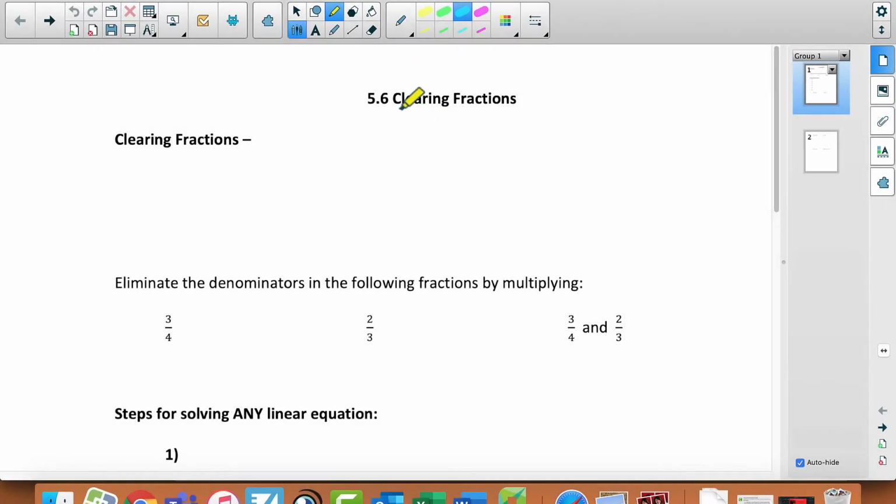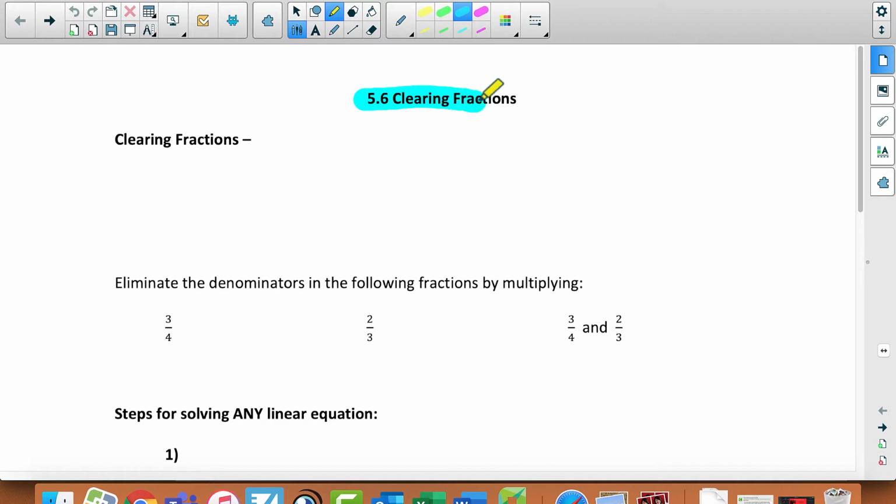Okay everyone, we're almost done. We're up to 5.6, which is on clearing fractions. We'll do this over 2 days. We'll do some super tough ones next day and some just merely very tough ones today. They're hard, okay? Even today's stuff's really hard.